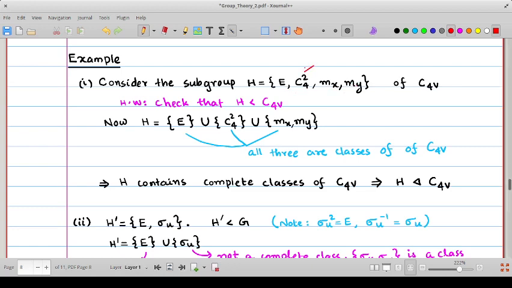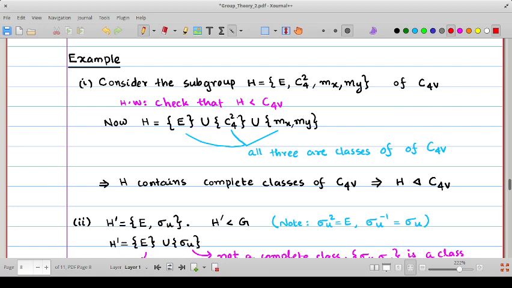And we have already seen that this is a proper subgroup of C4V. Now we see that E, the identity, is always in a conjugacy class by itself. That's because E is equal to Y inverse E Y for any Y, because E times Y is Y, and Y inverse Y is identity. So if we construct the class of E, then that is simply the set with a single element E. So E is a class.